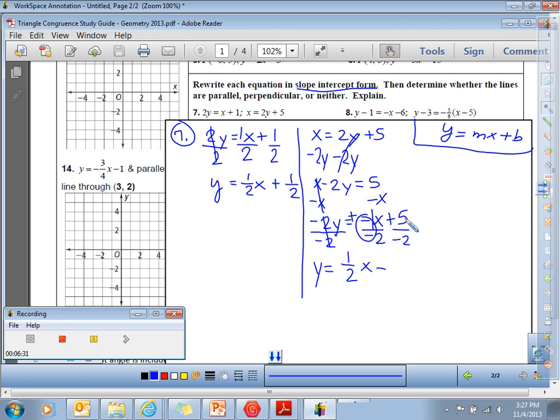So this is an improper fraction. You can put it into a mixed number. That's normally easier to graph. So 2 goes into 5 how many times? 2. And then what's left over? 1/2.